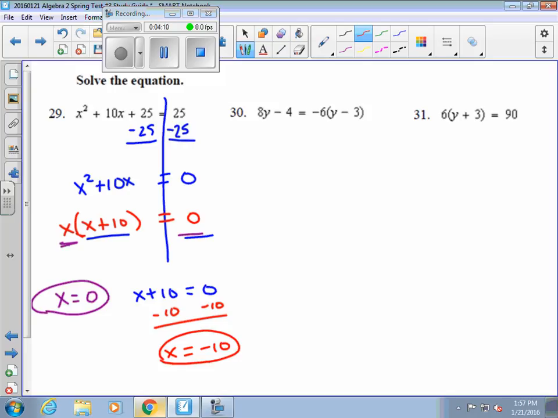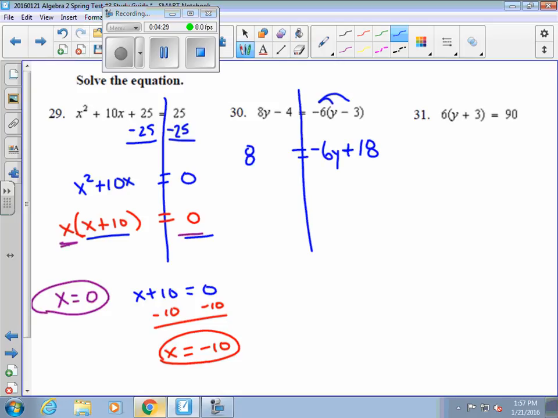For number 30, you have variables on both sides, but before you try to undo anything, you have to simplify the right side. Negative 6 is multiplying by y and negative 3. So distribute it. Negative 6y and negative 6 times negative 3 is positive, since a negative times a negative is a positive, 18. So negative 6y plus 18.